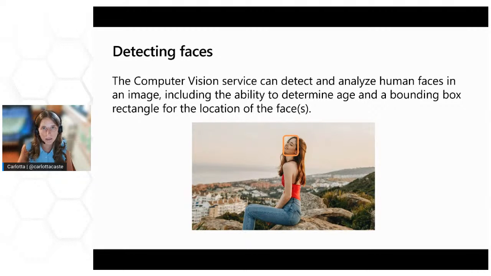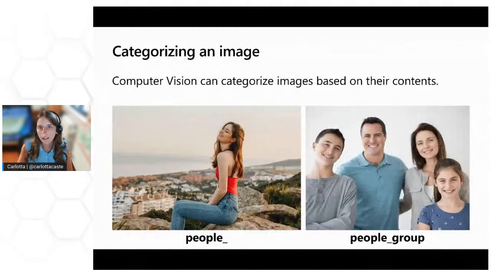The following example shows an image of a girl on a rooftop with her face detected in a bounding box. Now I would like to use the same image of the previous example, so the girl on the rooftop, to explain another visual feature, which is called image categorization. In fact, computer vision can categorize images based on their contents, and the service uses a parent-child hierarchy with a currently limited set of categories, including thousands of tags.